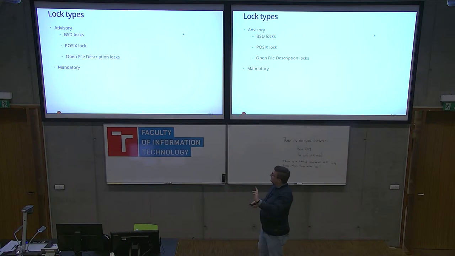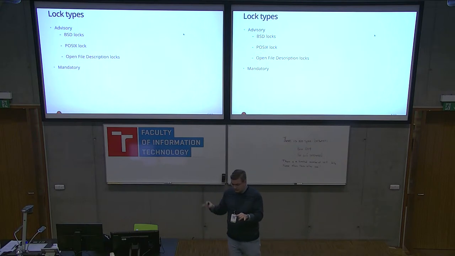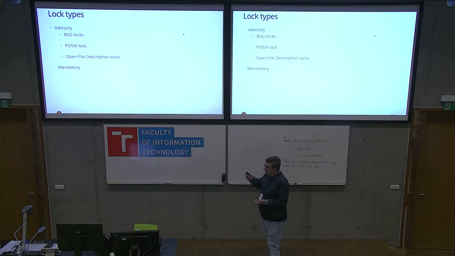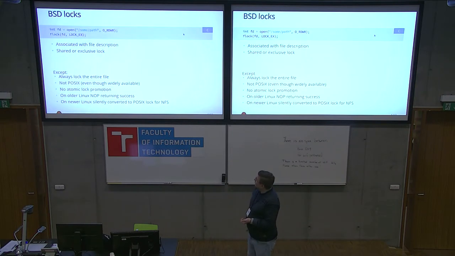And the advisory locks, basically there are three types. All of them, this is not really specified anywhere, but they are supposed to be independent. So if you use a BSD lock in your application to lock one file, and the other application uses a POSIX lock to lock the same file, in theory it should succeed. But as we will see, that's not the case either.